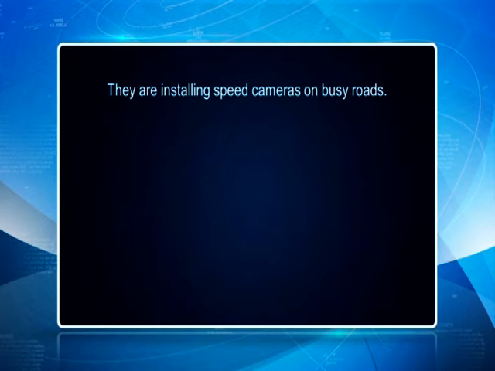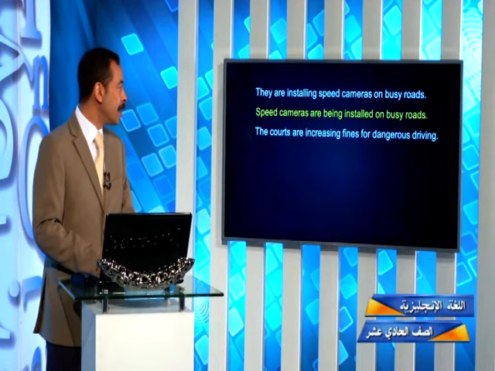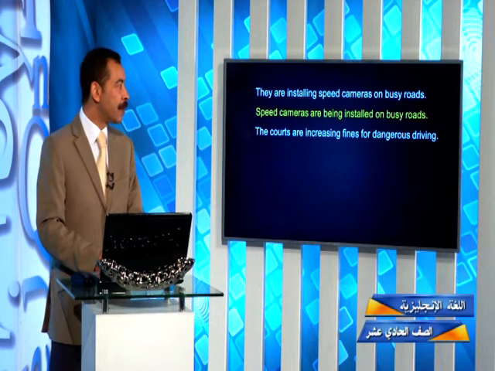They are installing speed cameras on busy roads. What is the subject, verb, and object? They is the subject, are installing the verb, speed cameras is the object. So we start with speed cameras. Excellent. Speed cameras are being installed on busy roads. Are being: this is the present continuous of the verb to be, because the original sentence has the present continuous. Are installing becomes are being plus past participle installed. Next sentence: the courts are increasing fines for dangerous driving.